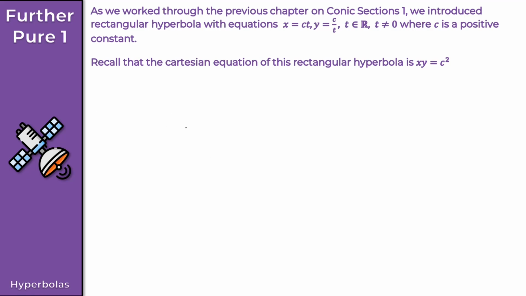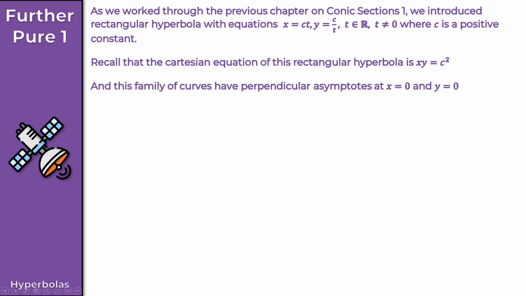Just recalling that the Cartesian equation of this rectangular hyperbola is xy is equal to c squared. And this family of curves have perpendicular asymptotes at x equals 0 and y equals 0. So in other words, the x-axis and the y-axis. And a general point on the curve P here has the following coordinates. So P has coordinates of ct and c over t.